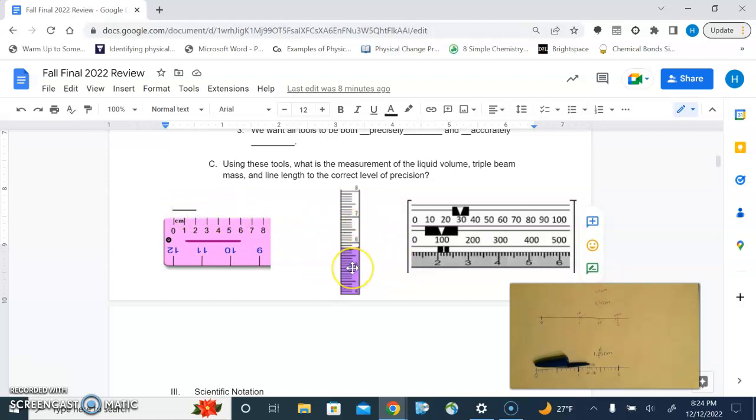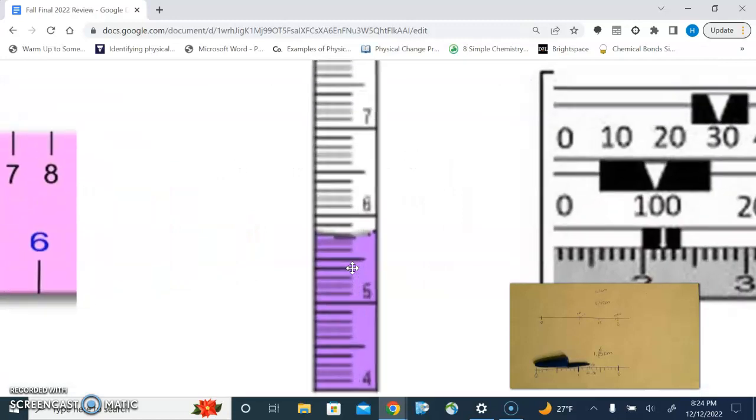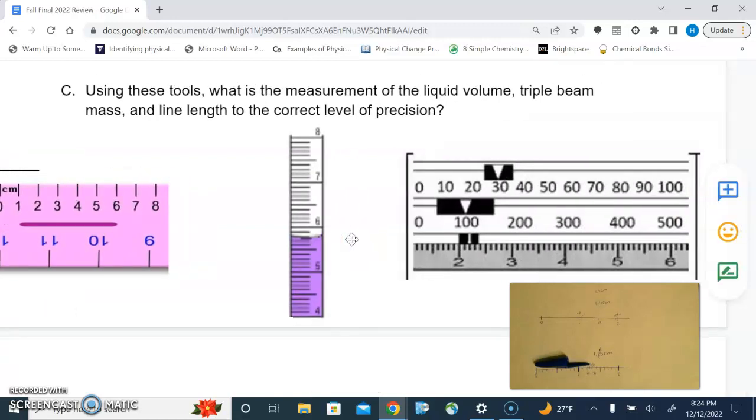And this graduated cylinder here, we zoom in and look at it. Well, I've got 5.5 there, 5.6, 5.7, and 5.8. It's between 5.7 and 5.8. Looks like it's either quite in the middle. I'd say it's a little bit closer to 5.8 than in the middle. So that would be 5.78, right? We'd have that hundredths place.